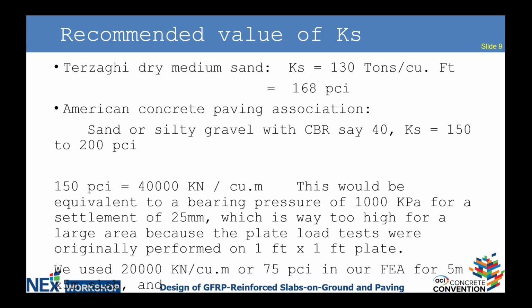So when we are dealing with a large piece of slab, easily 12 meters by 12 meters or 15 meters by 15 meters between expansion joints, and you put a lot of load in that area, we feel that the 150 PCI or 40,000 kilonewton per cubic meter is too high. So in our design, we normally use 20,000 kilonewton per cubic meter or 75 PCI for a 5-meter slab, or half of that for an even bigger slab.